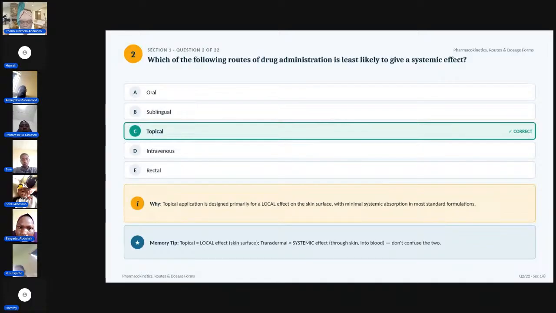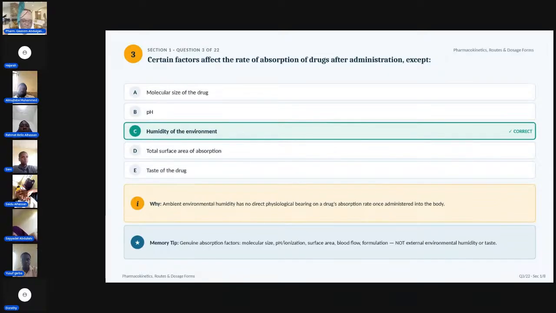So you should remember that when you are talking about local, it is applied on the surface or at a spot where it is needed. So systemic means that it goes into the system, maybe through other means.